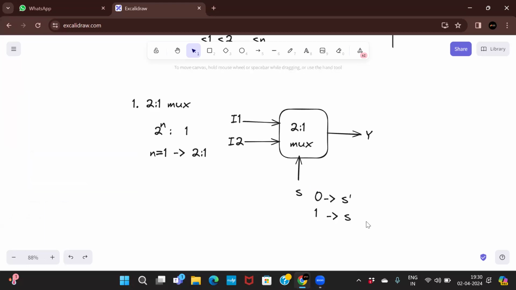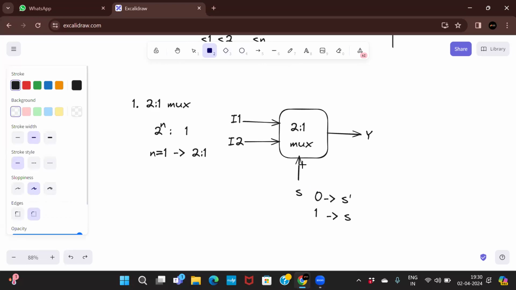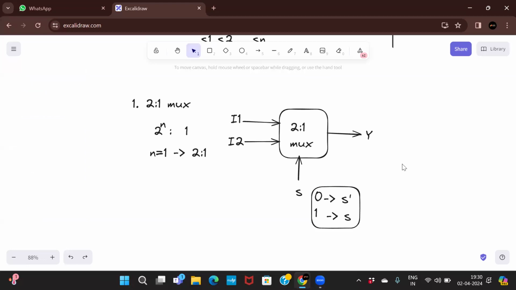Can you write the sum of products like this? So the multiplexer works based on S. If S equals 0, then it selects I1. Okay, are you getting it? Just focus. When S equals 0, it selects I1. When S equals 1, it selects I2 and gives the output like this.